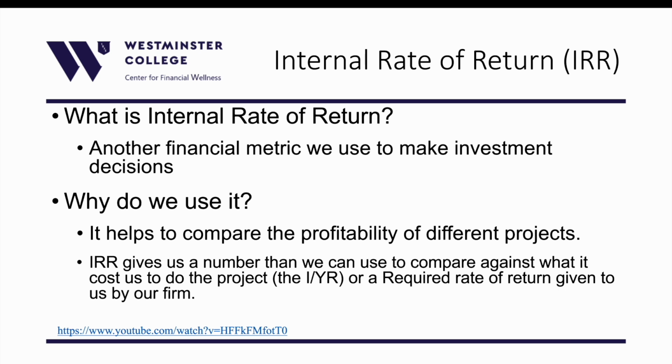So the IRR gives us a number that we can use to compare against what it costs us to do the project, or a required rate of return, which is what I just said. So if our firm says we need to make 10% on any of the projects that we're going to undertake this year, and we calculate the IRR of a project and it comes out to be 15%, well, we're already past that 10% that our firm told us was required, so we're going to accept that project. And if we calculated the IRR for another project and it was less than 10%, then we would probably not pursue that because it is not meeting the requirement that our firm gave to us.